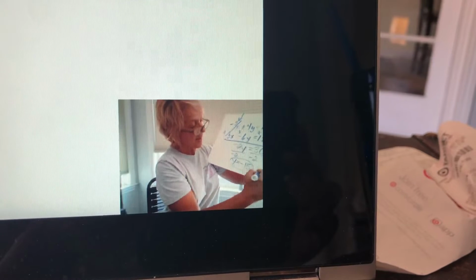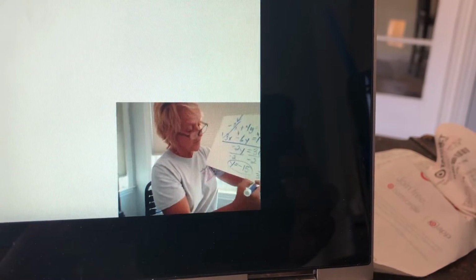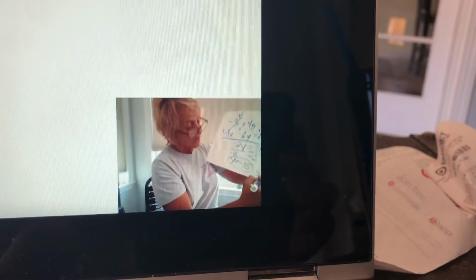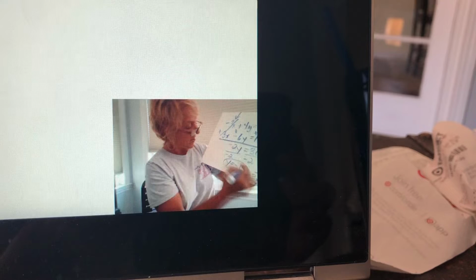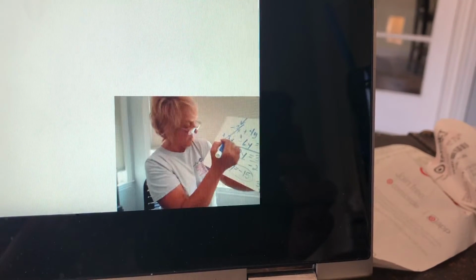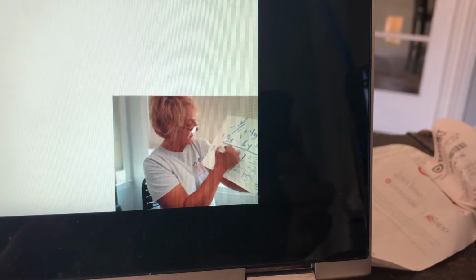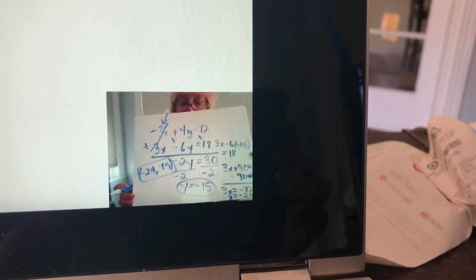Okay, so we're going to have 3x is now set equal to a negative 72. We're going to divide each side by 3, so the value for x equals negative 24. Okay, so our ordered pair, our solution is located at negative 24, negative 15. So that would be our solution for this.